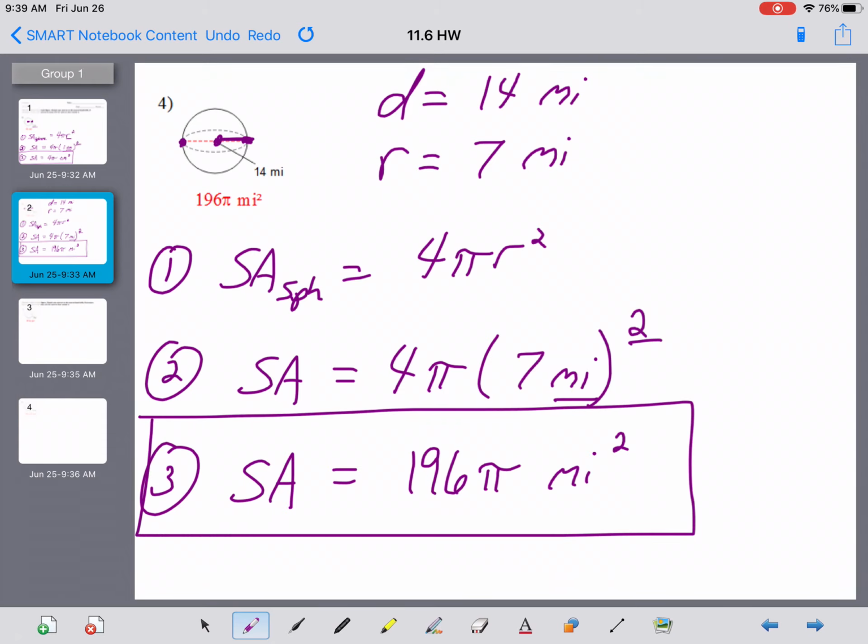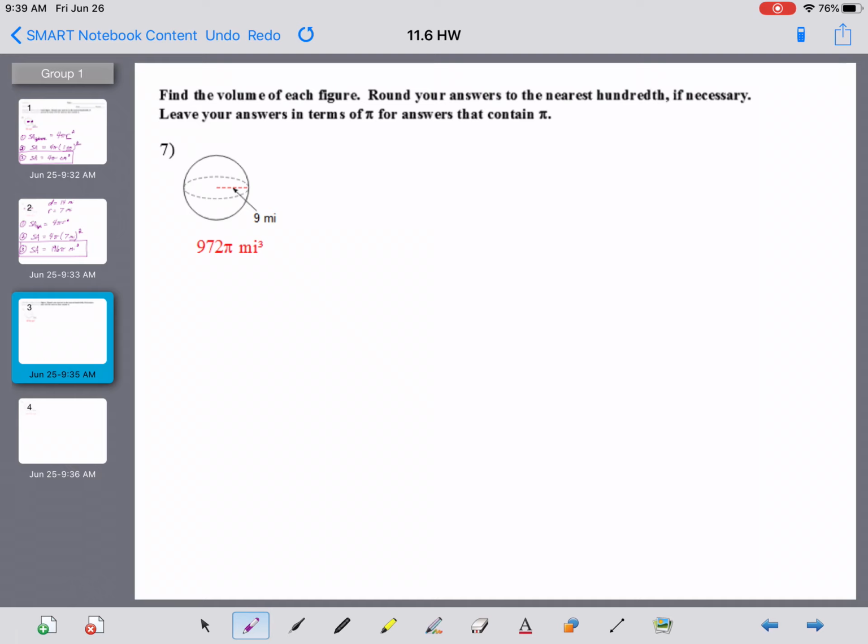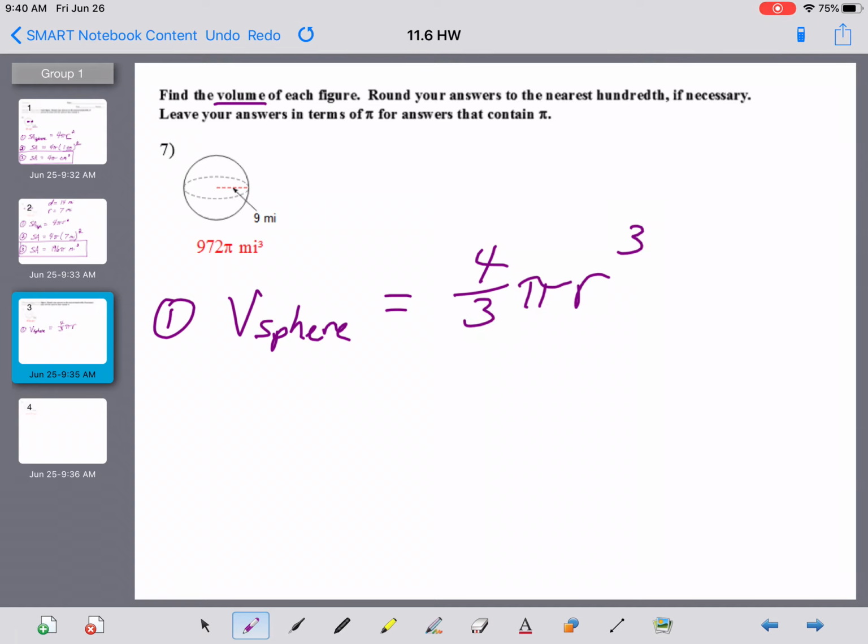So as I said, this is not a very hard section, especially with the very straightforward problems they gave us here. Number 7, we're supposed to find volume now, so we need a new formula in order to do this. So the formula here for volume of a sphere, this formula is more complicated. This is going to be a 4/3 multiplied by pi times your radius cubed.